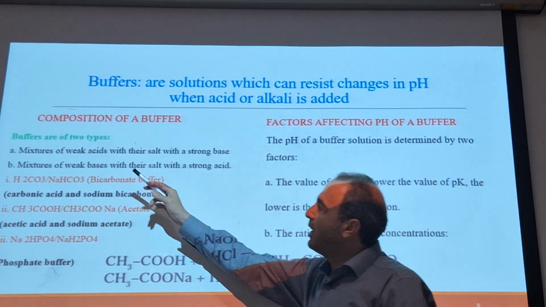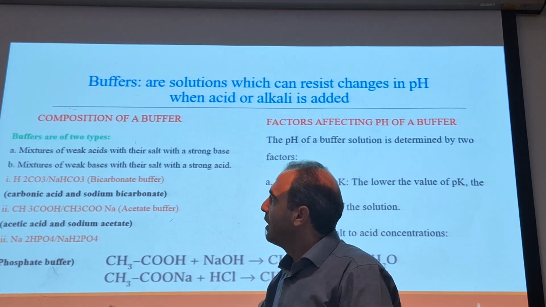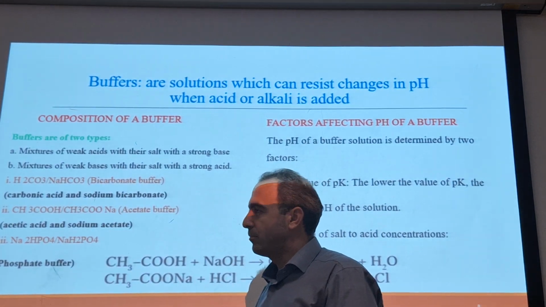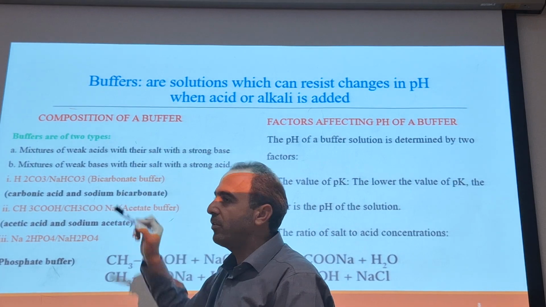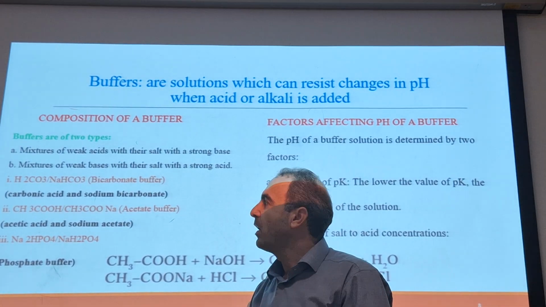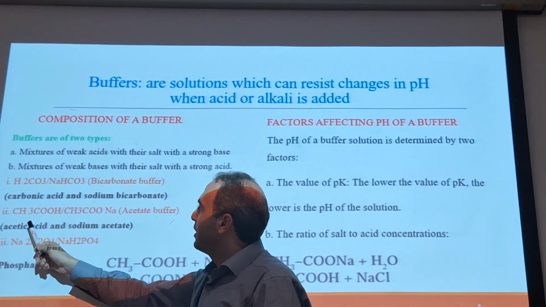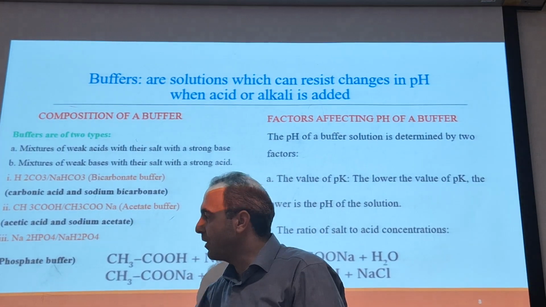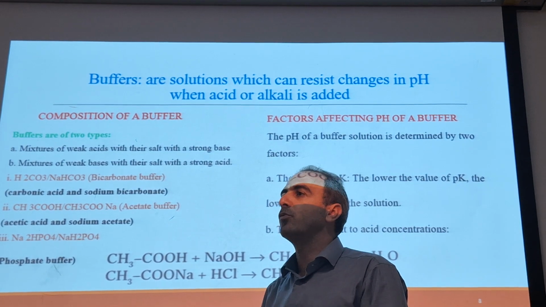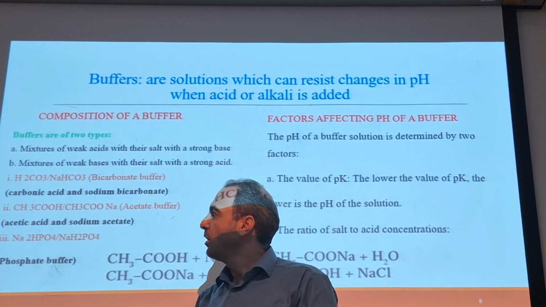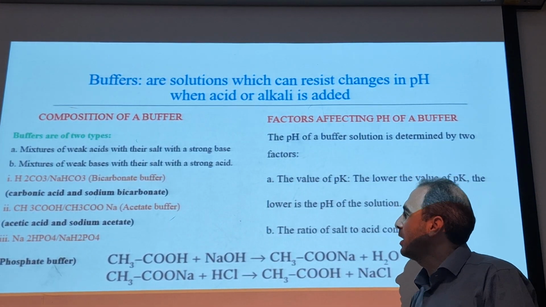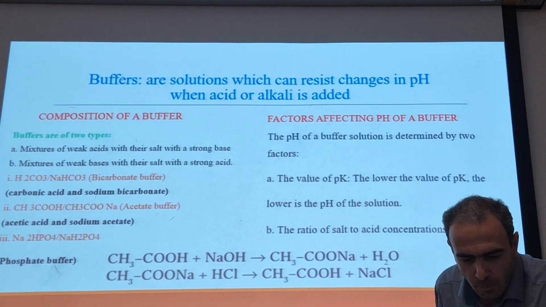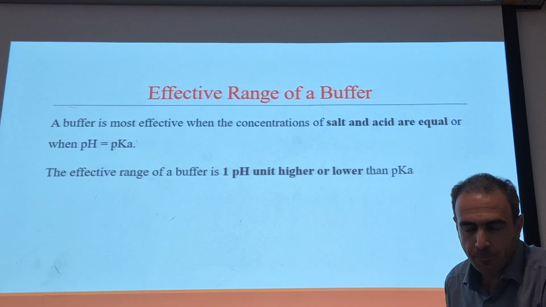We have three main buffer systems in our body. The bicarbonate buffer, which is the main buffer in blood. We also have a phosphate buffer and a protein buffer in our body. These three are the main buffers in our body. But let's talk about them.